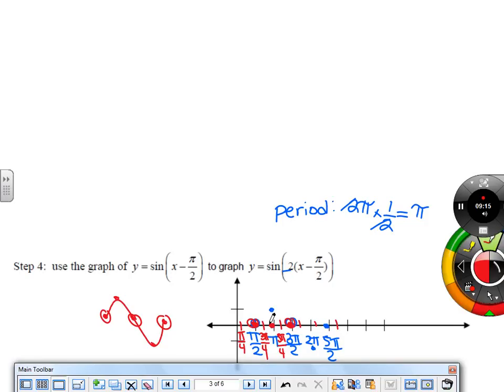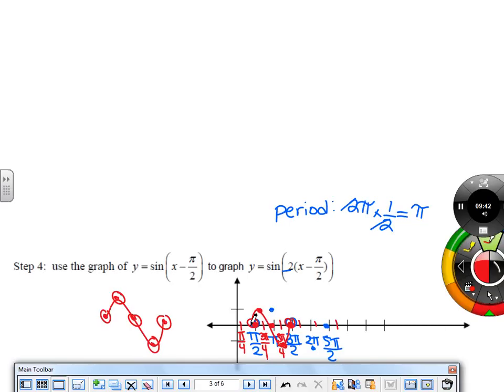Then I need to follow the pattern. Between the first 2 points is where it hit its maximum, and between the next 2 points is where it hit its minimum. So between these 2, it needs to hit its maximum, and between these 2, it needs to hit the minimum, so that the curve will look like this. So we took it and we compressed it, and we made it closer together. All right?